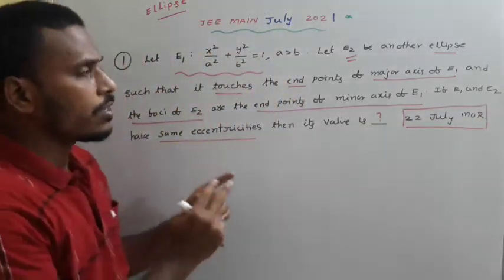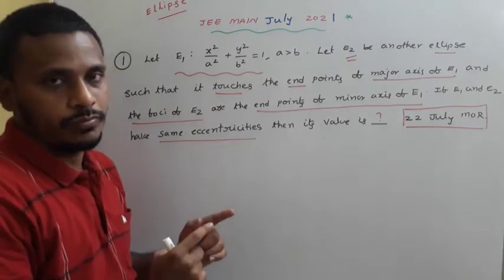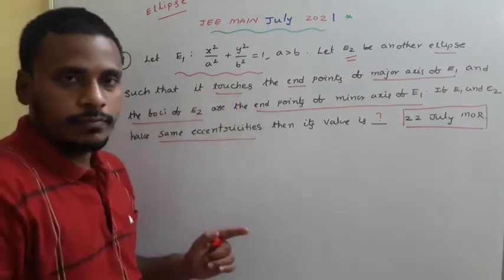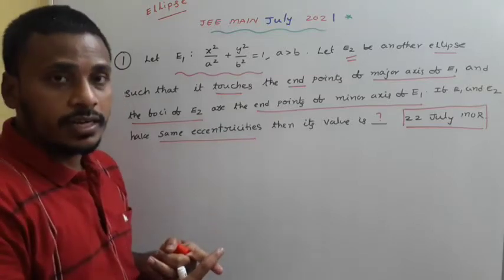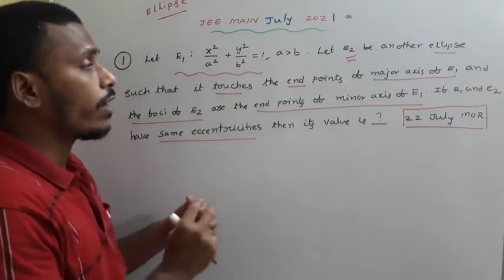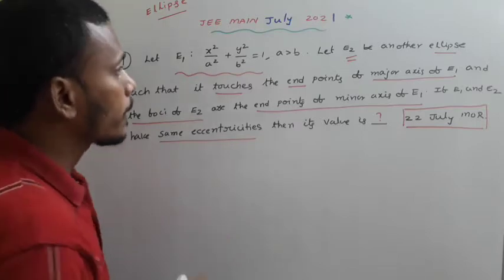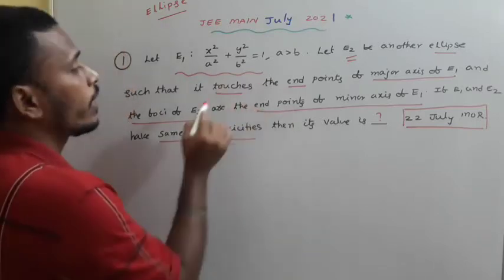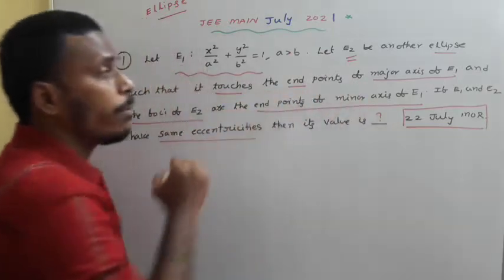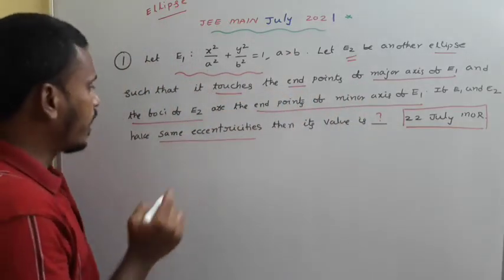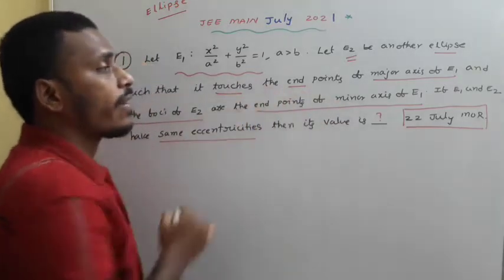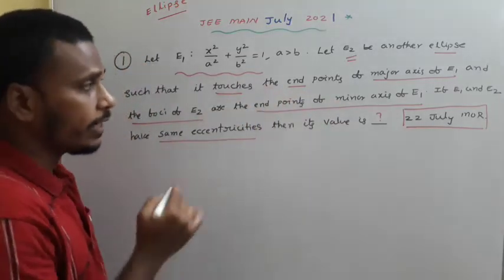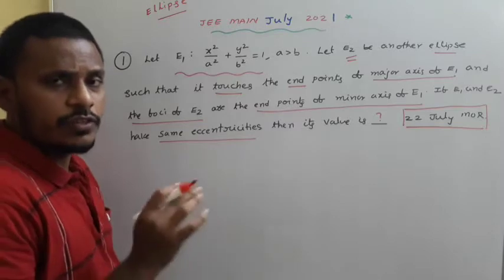See, two ellipses are involved, E1 and E2. E1 is the standard ellipse. E2 is any other ellipse. And how are E1 and E2 connected? Just we need to think about the way of connecting E1 and E2. E2 touches the end points of the major axis of E1 and the foci of E2 are the end points of the minor axis of E1. Right. So they have same eccentricities, that's what we need to calculate.